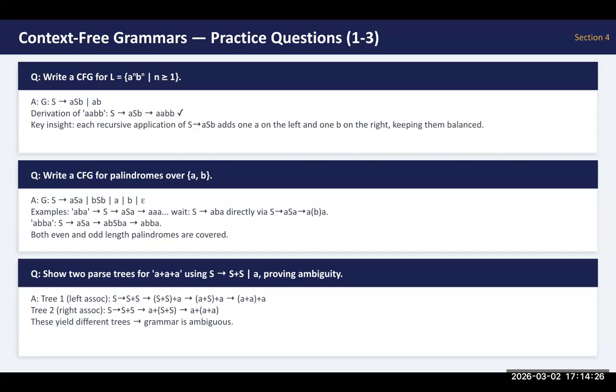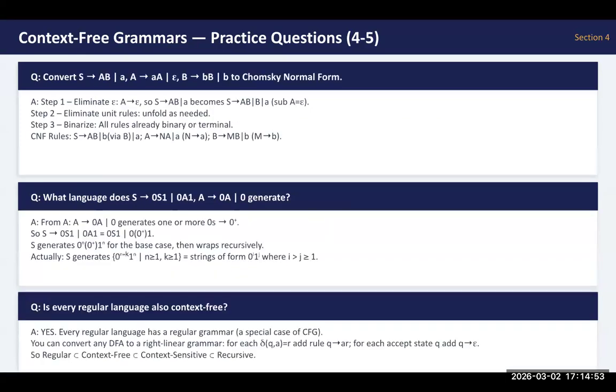Right. So then you could have it defined as S → aSa | bSb | or just N with a or b or epsilon. So that covers your palindromes. And then for showing parse trees, basically what it means is trying to show equivalence. So you could start with the left parsing, the right parsing, and then these basically yield different trees, but the grammar is ambiguous. And then some other questions that you could solve that are helpful and can help you practice.